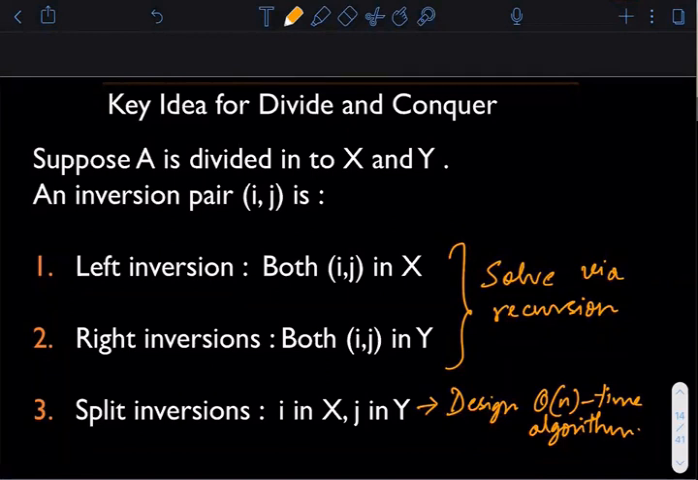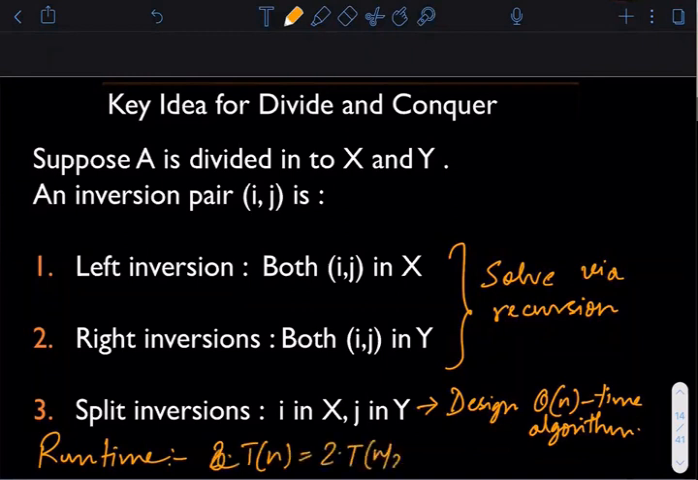Why we need n. Okay, so suppose I'm able to count the number of split inversions in order n time. Then what is going to be the overall running time of my algorithm? Well, I can just write a recursion. The runtime would be T(n) equals 2 times T(n/2). Why? Because I'm calling a recursion on 2 arrays of size n/2.